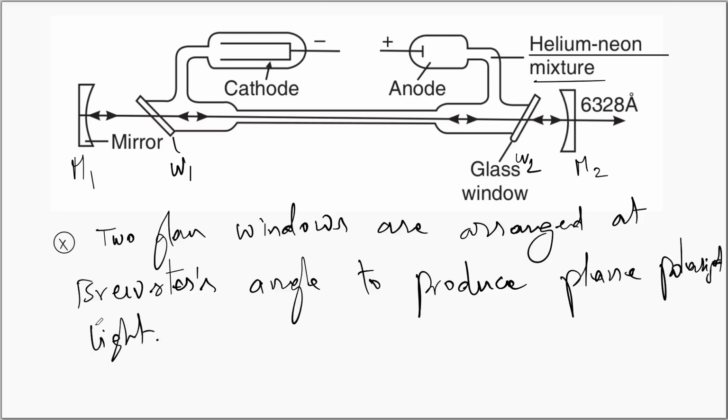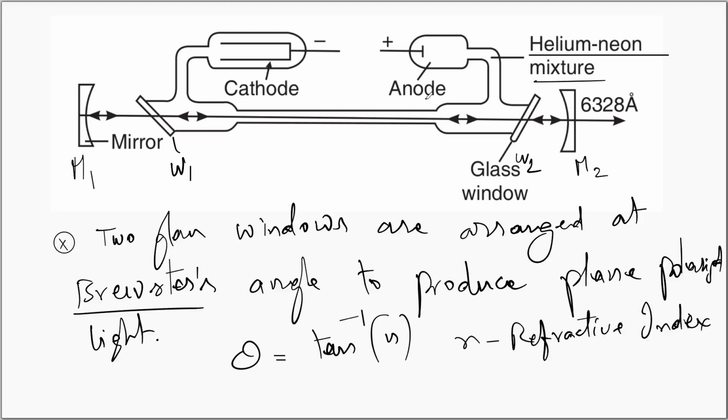What is Brewster's angle? Brewster's angle is the angle of incidence for which the reflected beam will have the highest component of plane polarized light. Generally, the Brewster's angle theta is given by tan inverse n, where n is the refractive index.